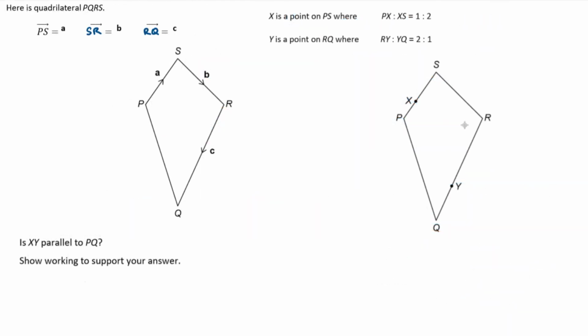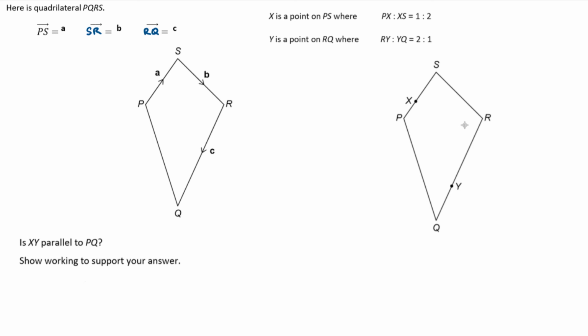Question 27. Here is a quadrilateral PQRS. We're told that P to S is the vector A, S to R is the vector B, and R to Q is the vector C. They're already marked on the diagram. And then it goes on to say that X is a point on PS where PX to XS is 1 to 2. Y is the point on RQ where RY to YQ is 2 to 1. Is XY parallel to PQ? Show your working to support your answer.